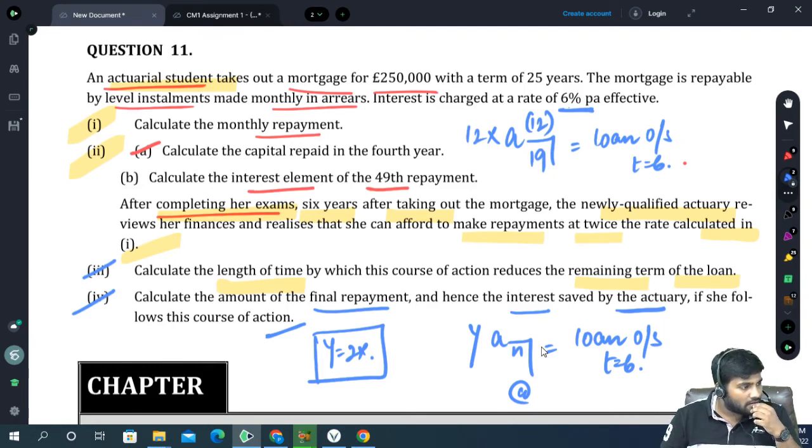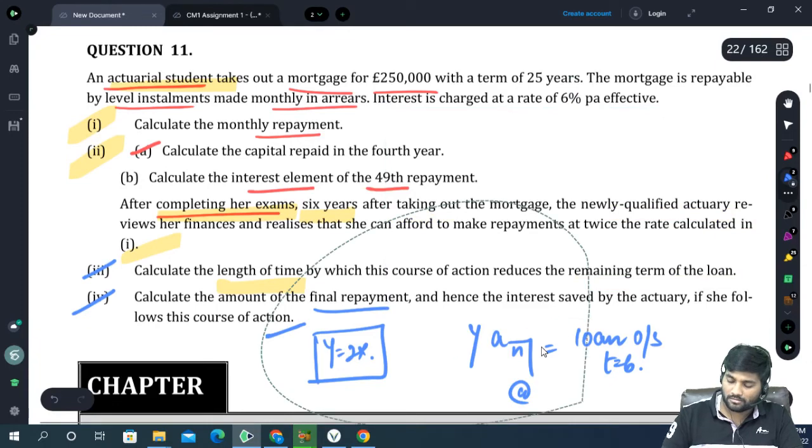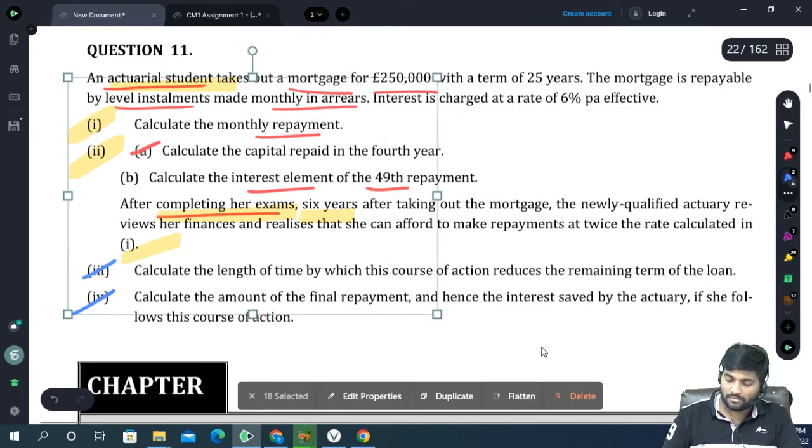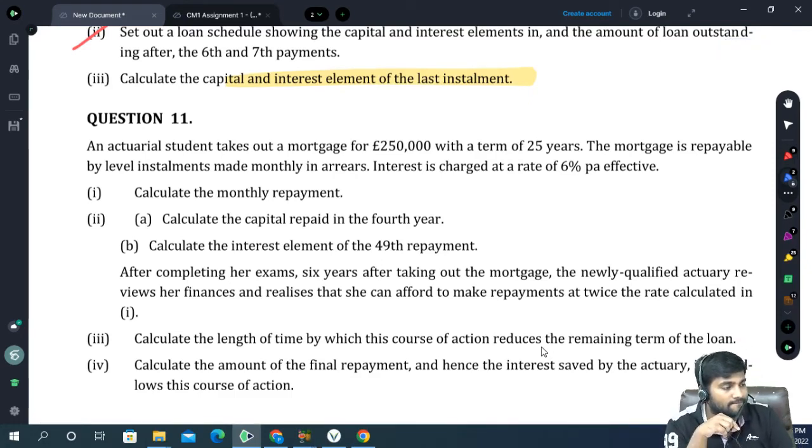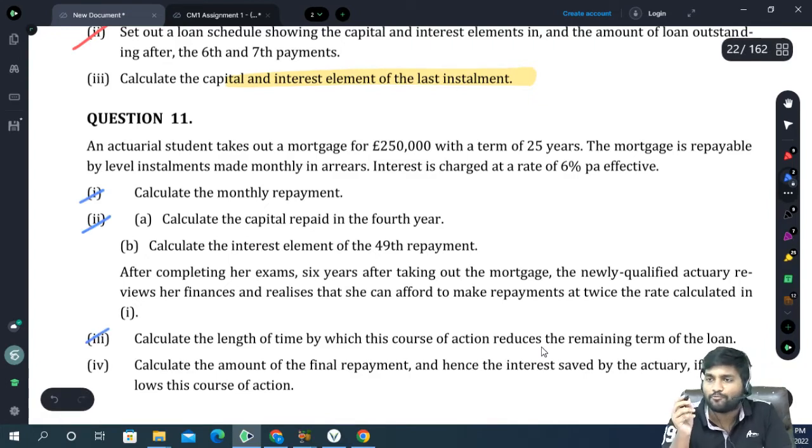Navjot Singh done. Prakasha, what is the answer? Part 1. What is the answer for part 1? Please tell me. Do the first three parts. For the fourth part, I'm just giving you some hints.